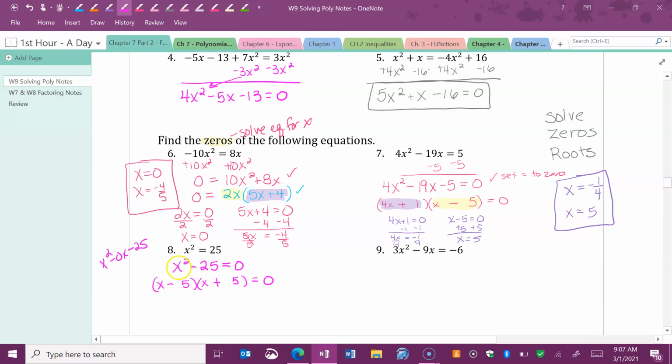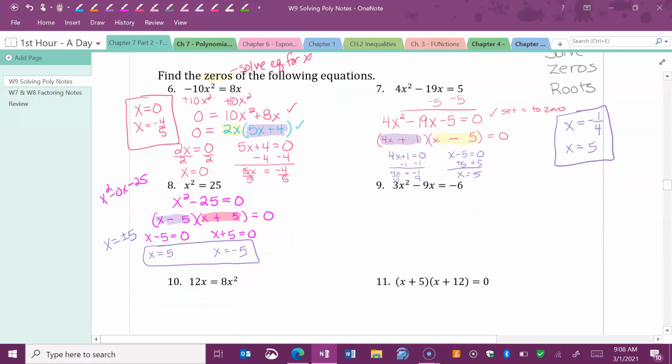X times x, x squared. I get a positive 5x and a negative 5x. That's going to give me 0x, and negative 5 times positive 5 is negative 25. And then I'm going to set each factor, x minus 5, equal to 0, and I'm going to set x plus 5 equal to 0. Therefore, I get 5, and I get negative 5. Remember, you can write that if you really wanted to. That's the same thing as plus or minus 5. Or you can list it as x equals 5 and x equals negative 5.